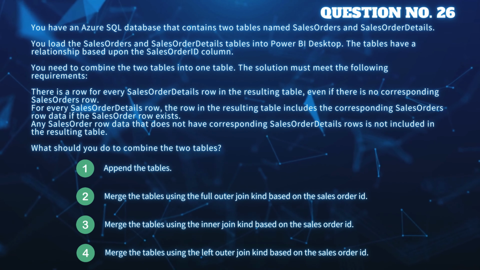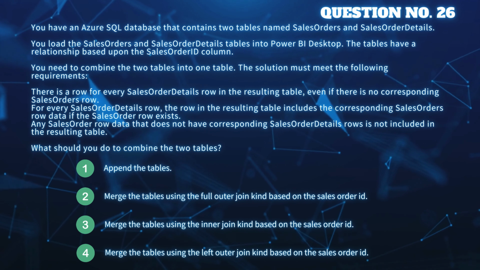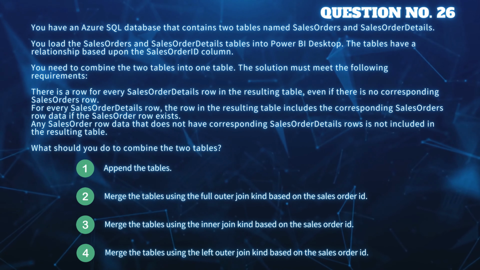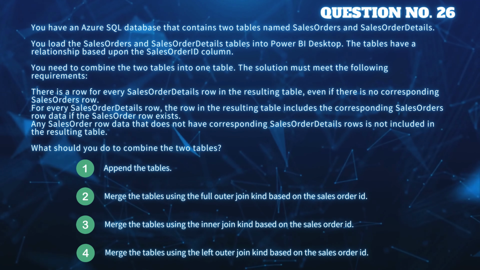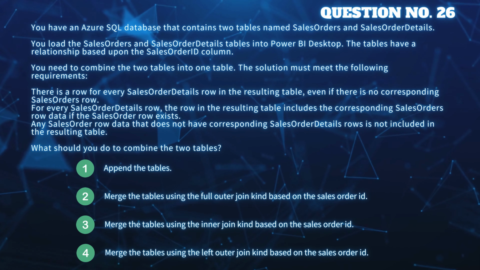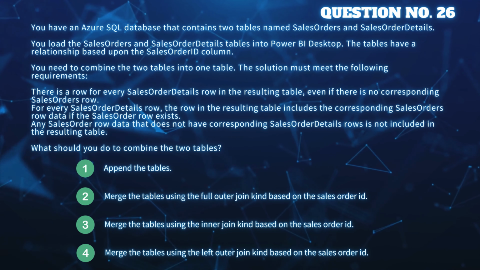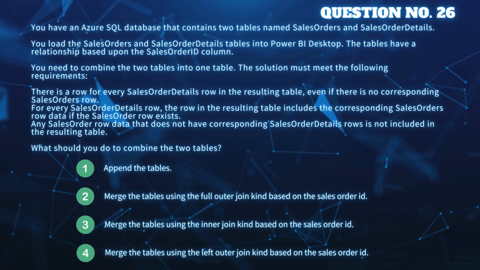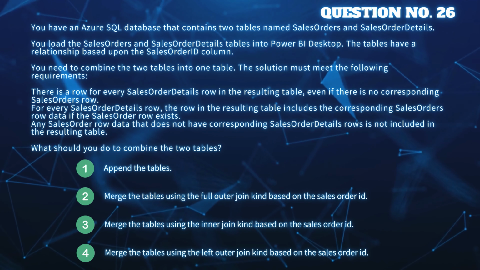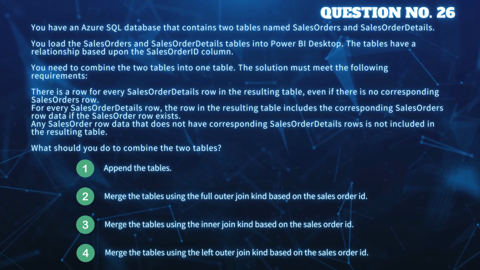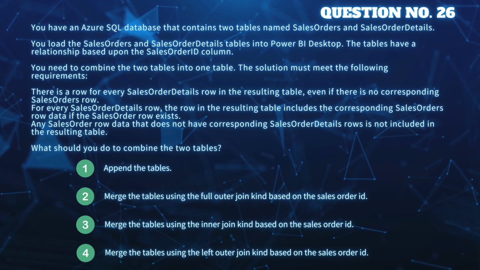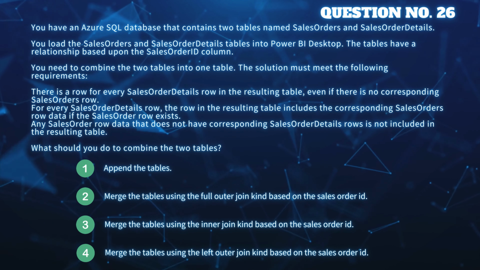The solution must meet the following requirements. There is a row for every Sales Order Details row in the resulting table, even if there is no corresponding Sales Orders row. For every Sales Order Details row, the row in the resulting table includes the corresponding Sales Orders row data if the Sales Order row exists. Any Sales Order row data that does not have corresponding Sales Order Details rows is not included in the resulting table. What should you do to combine the two tables?